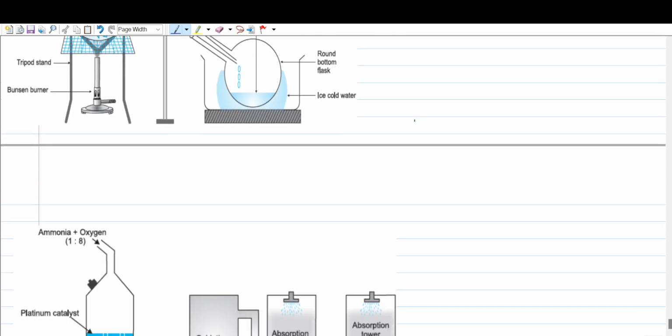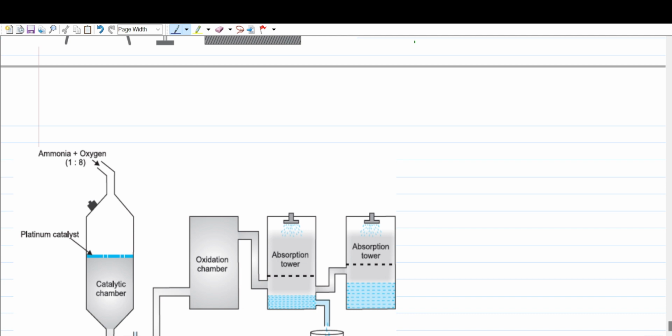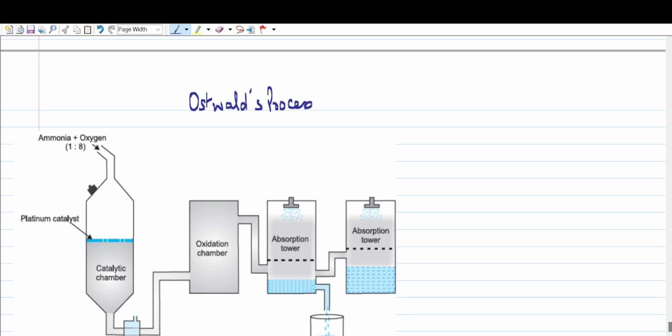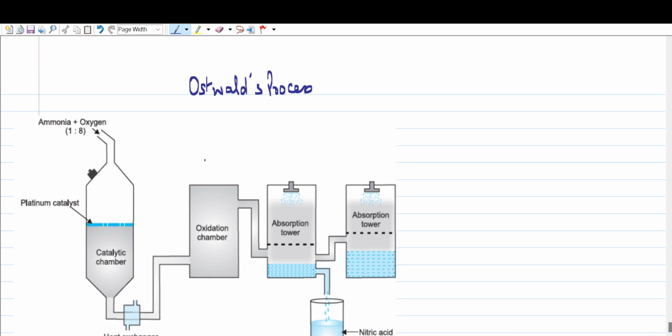For manufacturing we have the Ostwald process. Now here children, the T is silent in Ostwald process. What do we do? We take ammonia gas and we take oxygen, right.